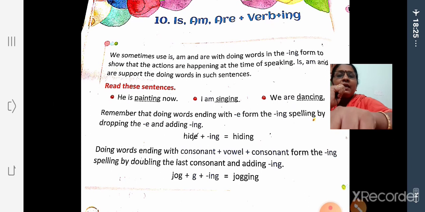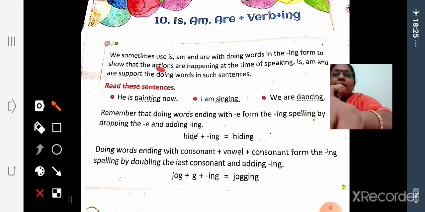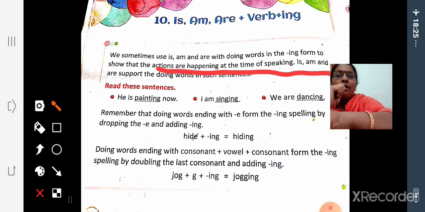so we sometimes use is, am and are with doing words in the ing form to show actions that are happening at the time of speaking. So am, is, are plus verb plus ing. We use am, is, are plus verb plus ing to indicate actions that are happening at the time of speaking. Okay, so that is what he is painting now. I am singing, we are dancing.